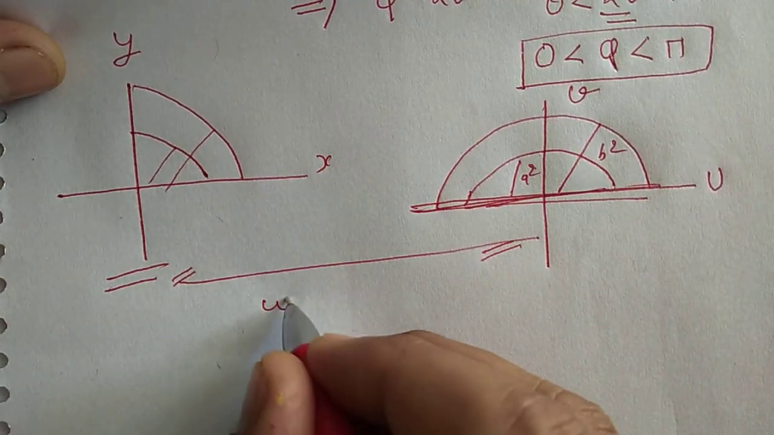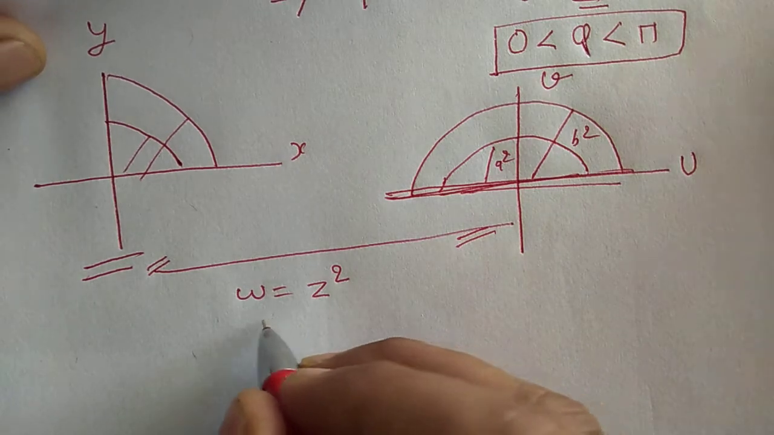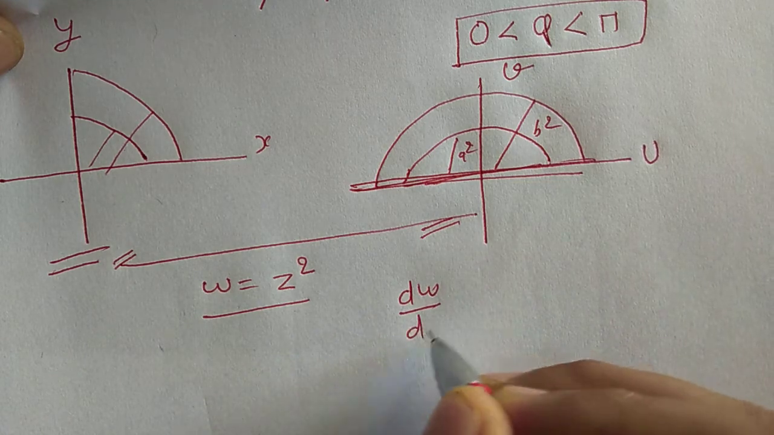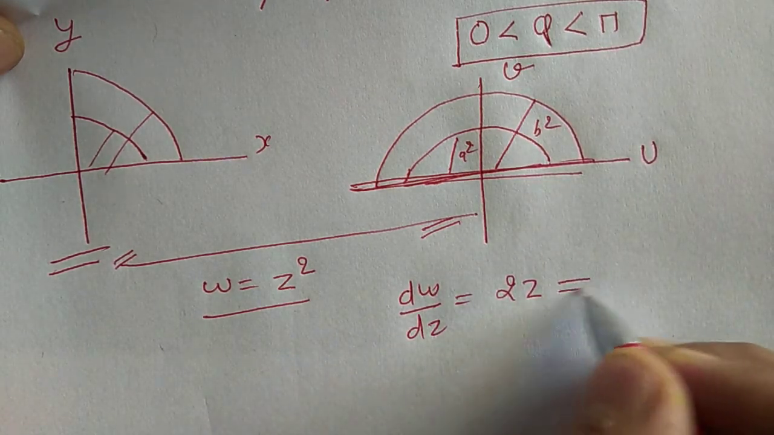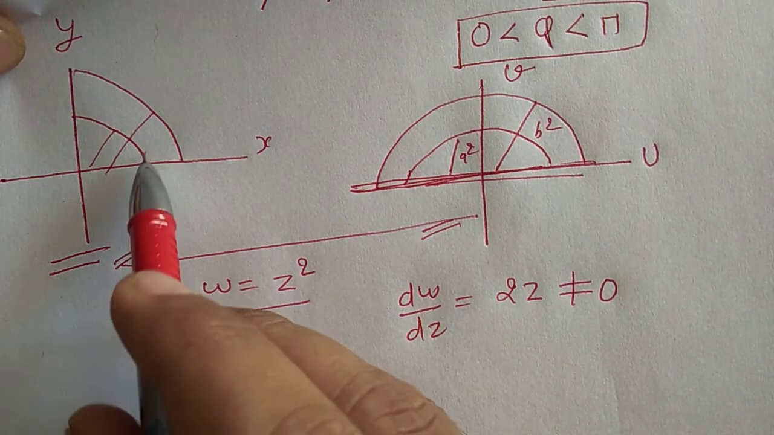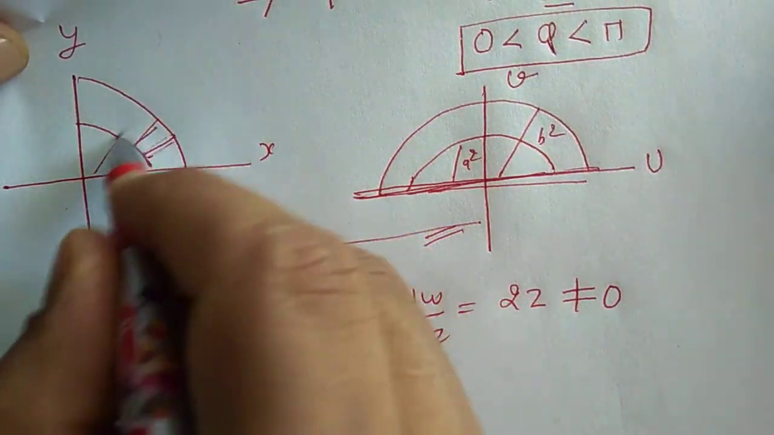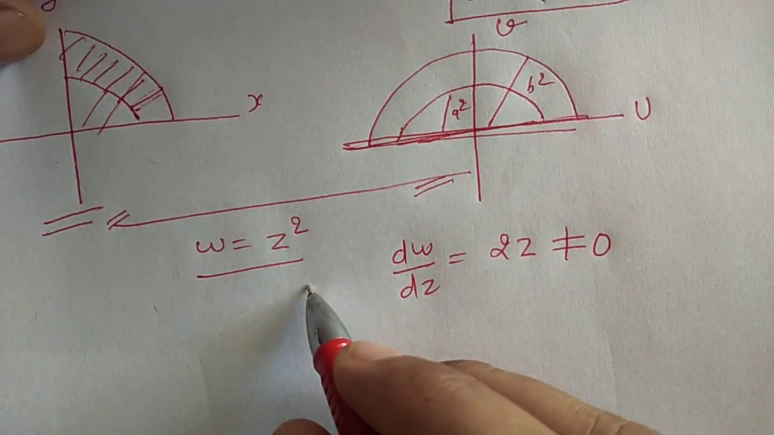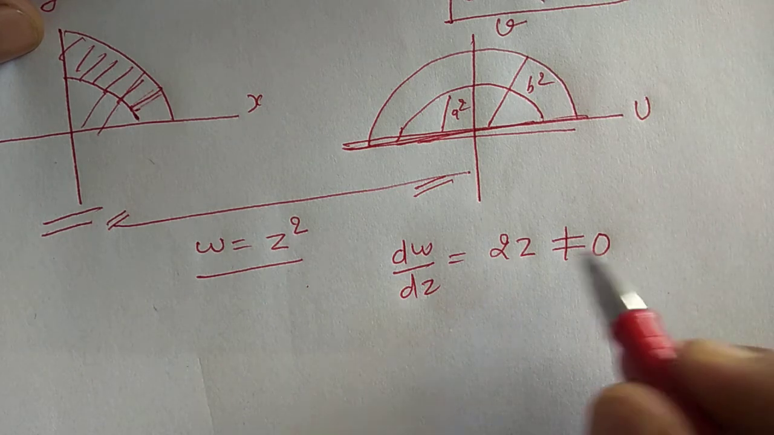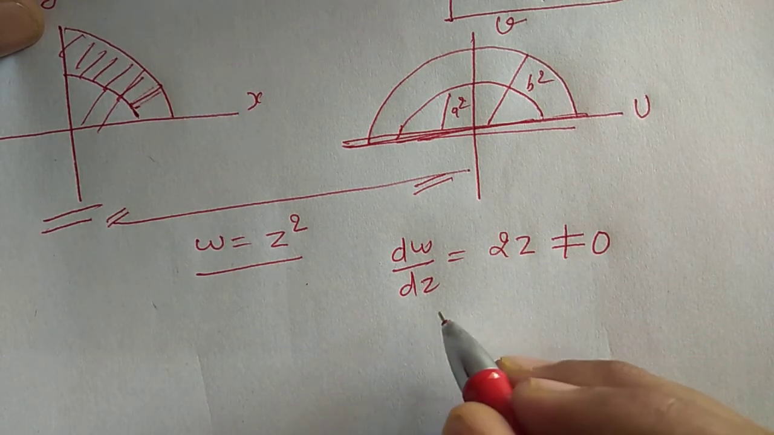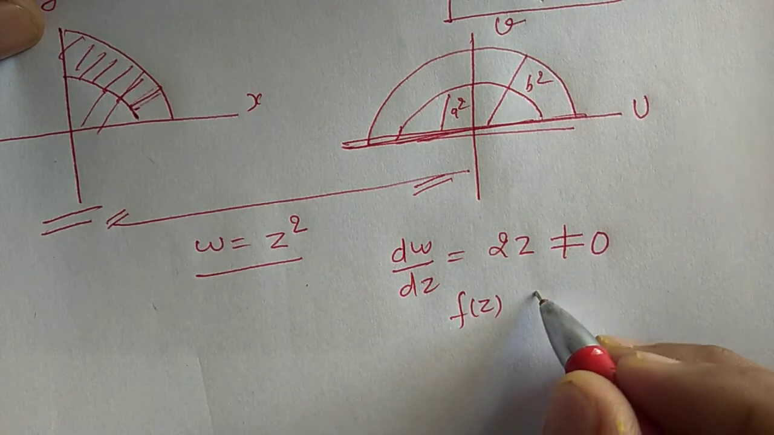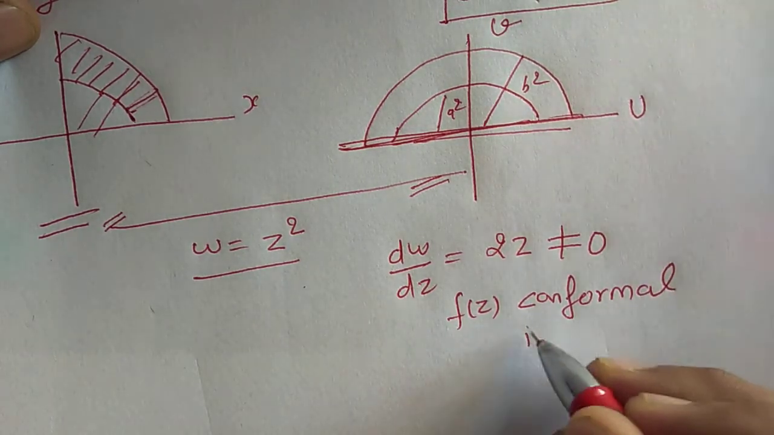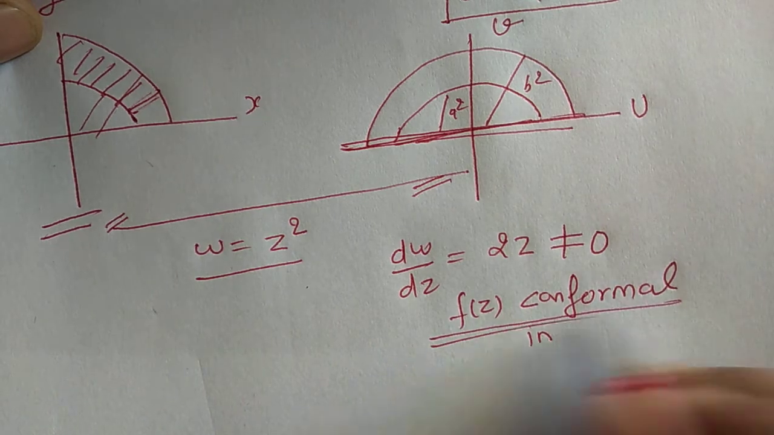So W equal to Z square, so this is an analytic function, and the derivative dW by dZ equal to 2Z, and this won't be 0 in this region, so it is not equal to 0. So when the function is analytic and the derivative is not 0 in that particular region, we say f(z) is a conformal mapping, conformal in that region. So here f(z) is conformal.